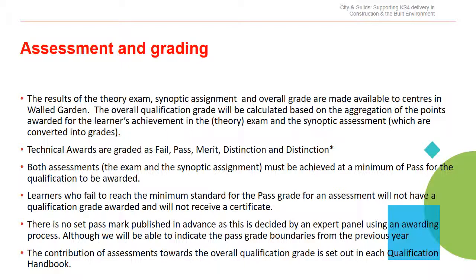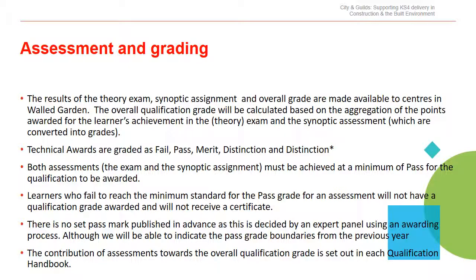So, assessment and grading. The results of the theory exam, synoptic assignment and overall grade are made available to centres on the walled garden. The overall qualification grade will be calculated based on the aggregation of points that are awarded for the learner's achievements from the theory exam and the synoptic assessment, and these are then converted into grades. The technical awards are graded as fail, pass, merit, distinction, and distinction star, which is taken from the top 10% of learners achieving a distinction.